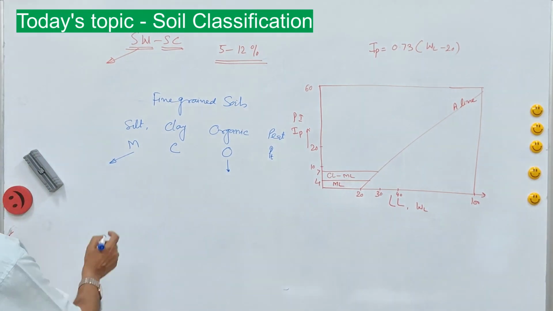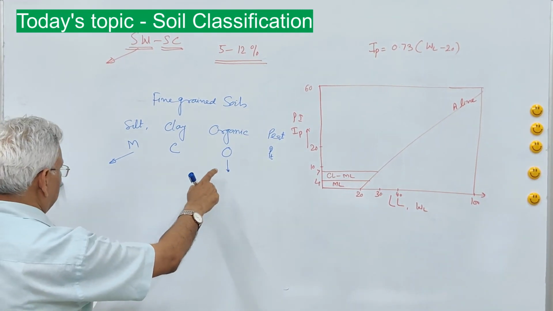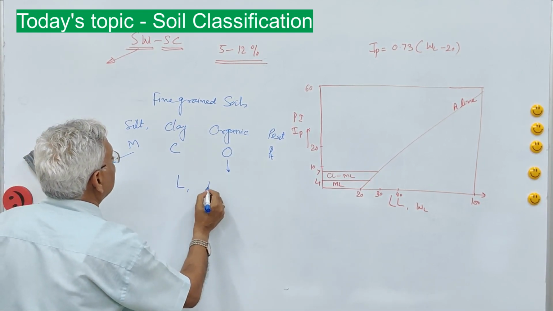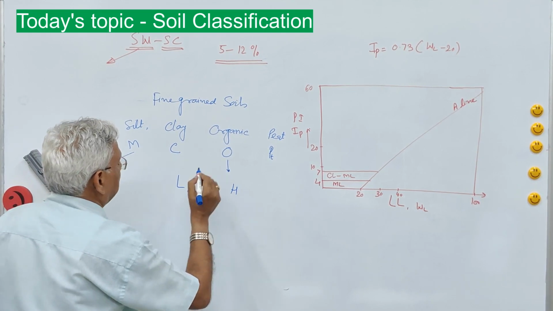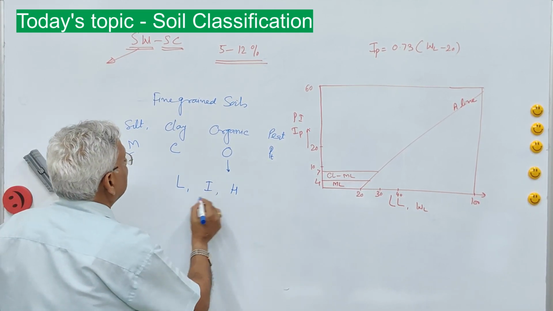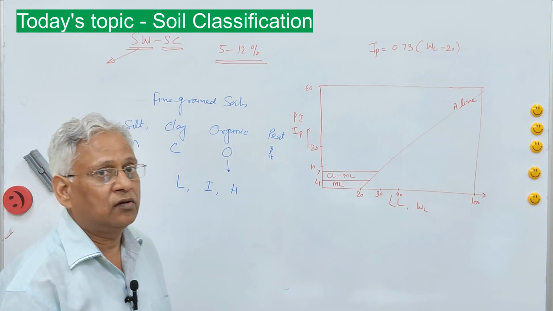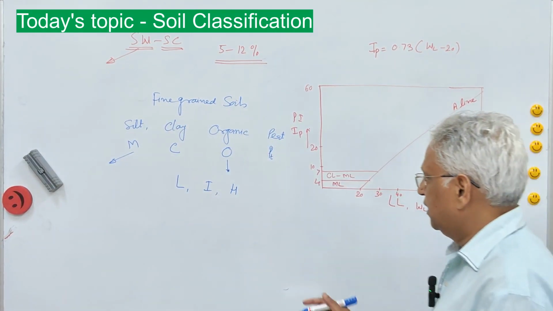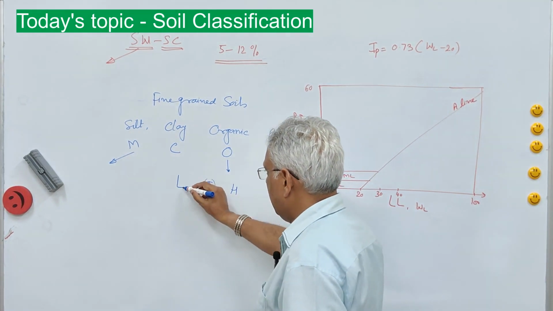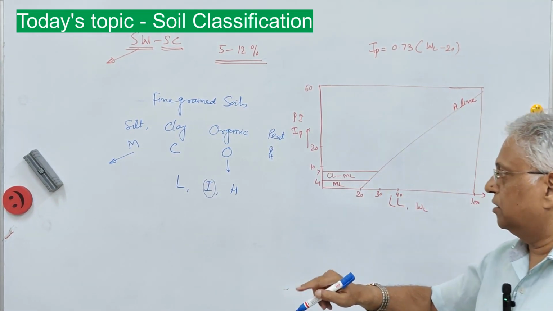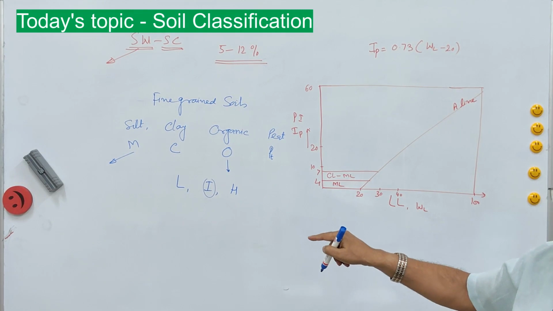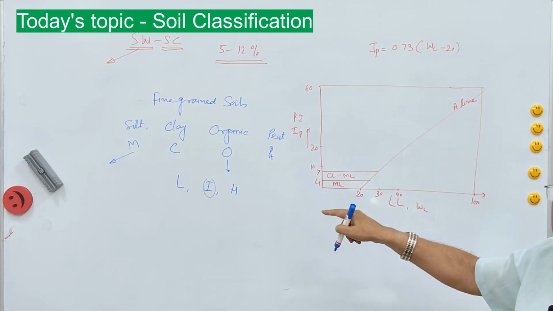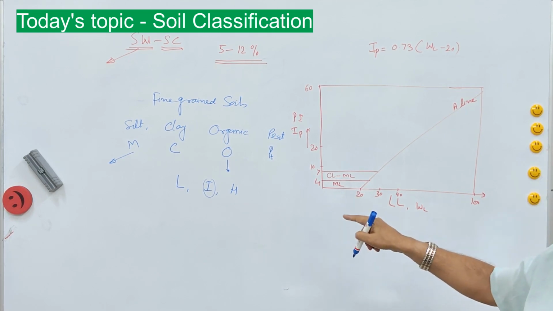Now in the case of these soils also, they can be further classified with 3 letters L, I and H. And that is the difference between IS classification and the Unified Soil Classification System. In the Unified Soil Classification System, this I is not included, only L and H. The Indian Standard System inserted this I. Now here L is basically low compressibility, I intermediate compressibility and H for high compressibility.